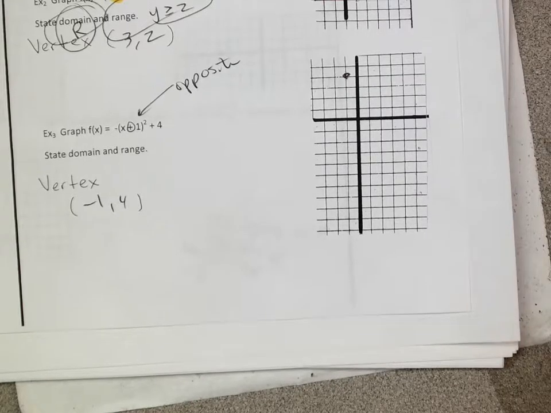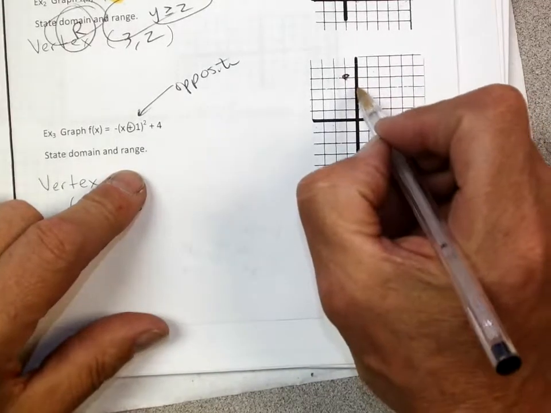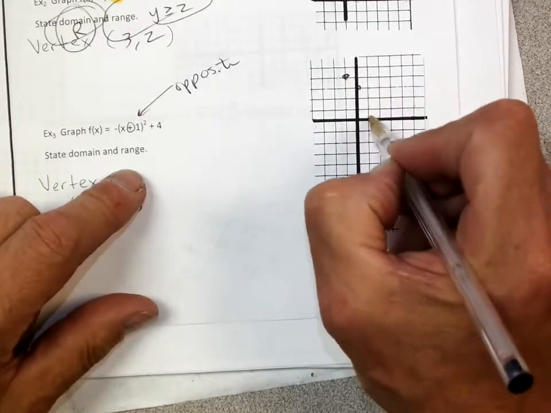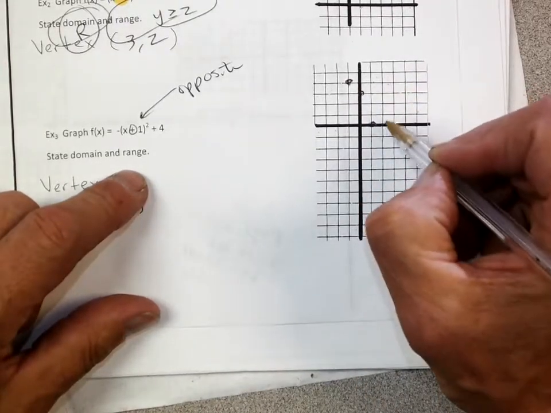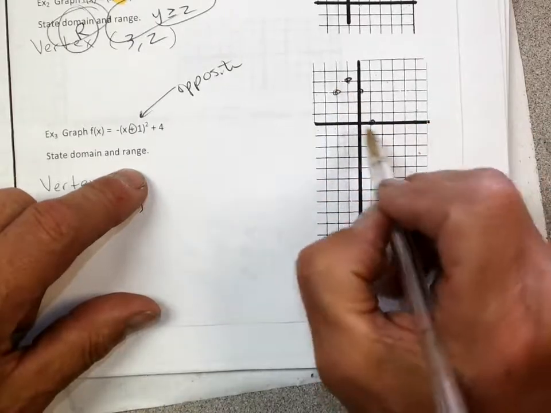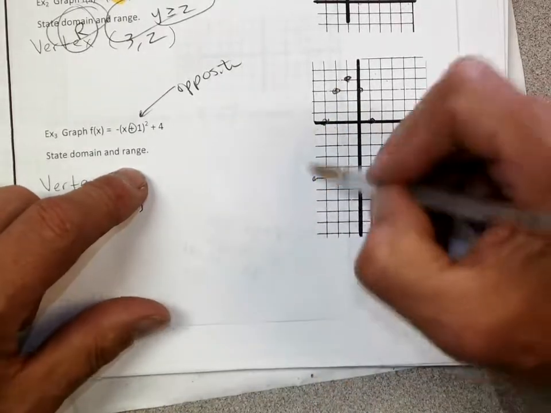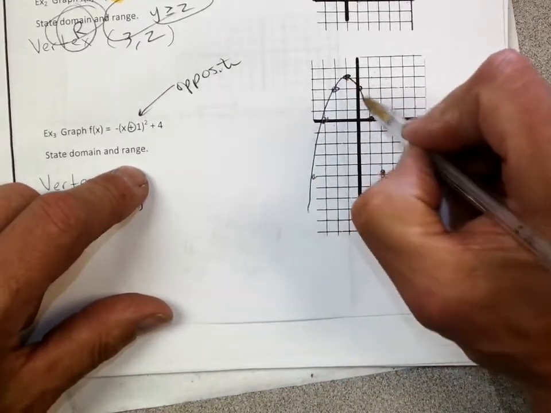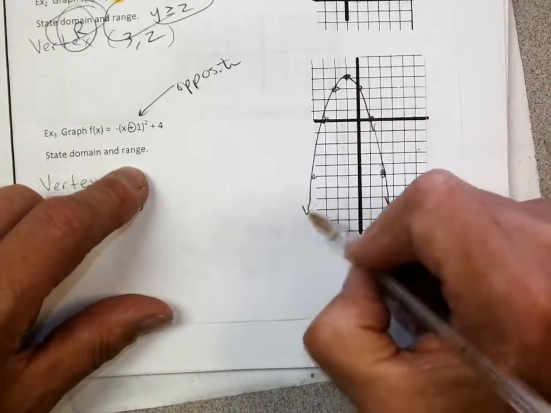Aaron, put the phone away. Okay, what do you know? Come on, you guys. Mia. Oh, it's going to be upside down. Yeah, it's going to open down. It's upside down, right? You guys agree? So it's going to look like this. 1, 1, 2, 1, 2, 3, 4, 3. 1, 2, 3, 4, 5, 6, 7, 8, 9. And it's symmetrical, so I've got points over here, here, and here. Okay.